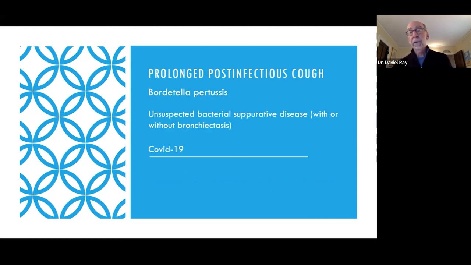We talked about pertussis lasting for months, and then sometimes patients can have chronic suppurative bacterial diseases. Haemophilus influenzae is one where you may not see an infiltrate on the x-ray. They may or may not have some sputum production, or occasional sputum production. That sometimes can cause that persistent cough. COVID-19, certainly people that have severe infections can have coughs that go on forever.